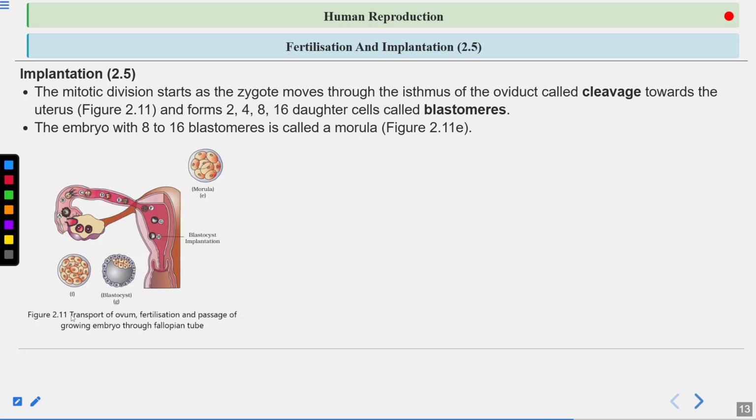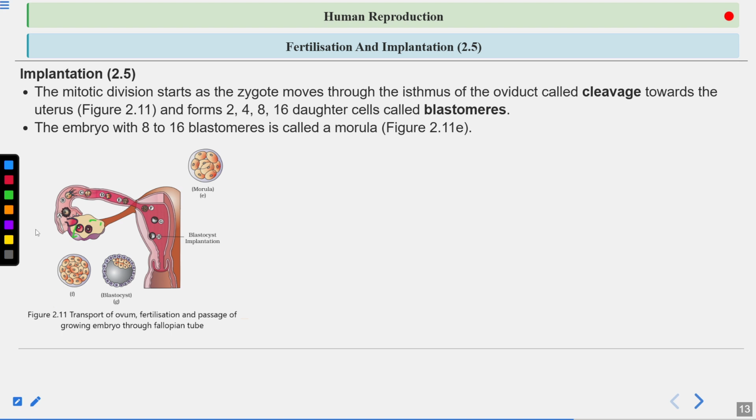Here you can see in this image the transport of the ovum, fertilization, and passage of the growing embryo through the fallopian tube. Here you can see the eggs are released by the ovaries. These eggs are captured by the fimbriae, which is present in the infundibulum region.